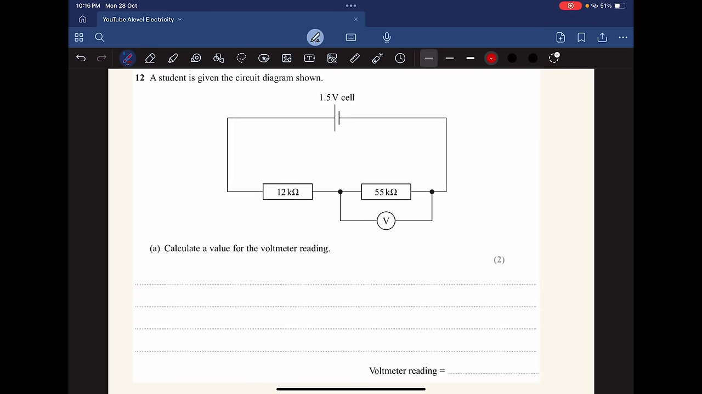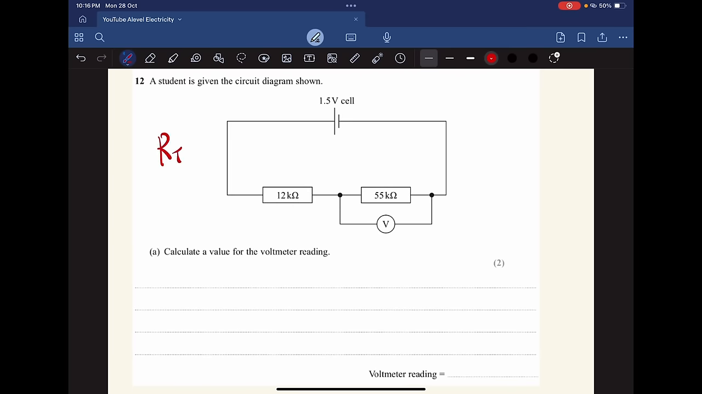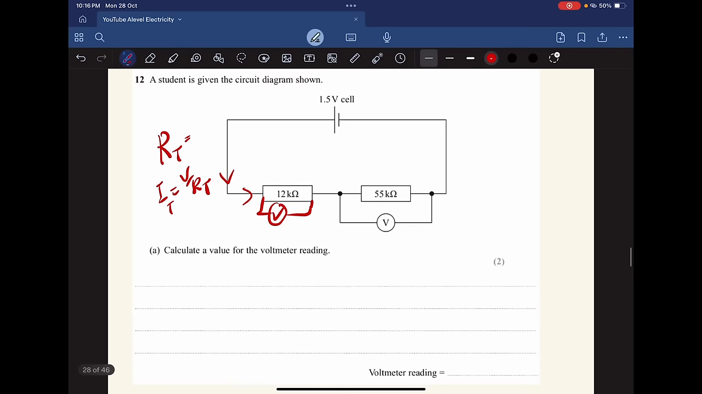You have to pay attention, my friend, or my students, please pay attention for this one. There is a different question here. The examiner is asking to calculate the value for the voltmeter reading. Okay, we have two marks. If we have two resistors in a simple electric circuit connected in parallel, there is one technique. If you want to add these two resistors and get R total, then use I equals V over R total. Then you multiply the I total by the value of this resistor to get the voltage across the 12, and then you get the voltage across 55.